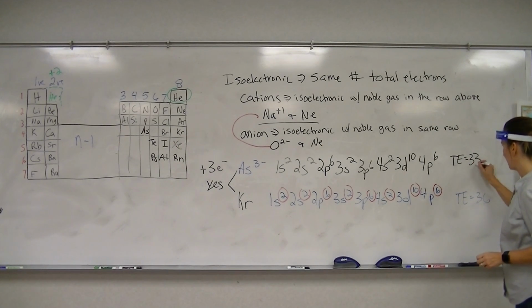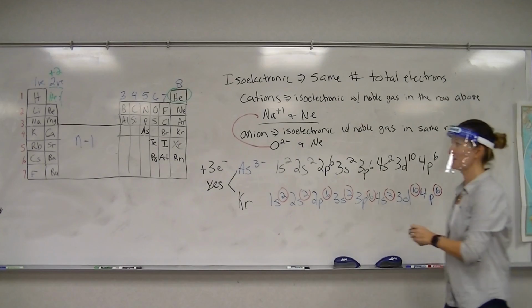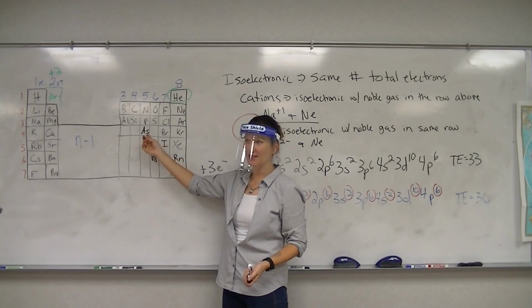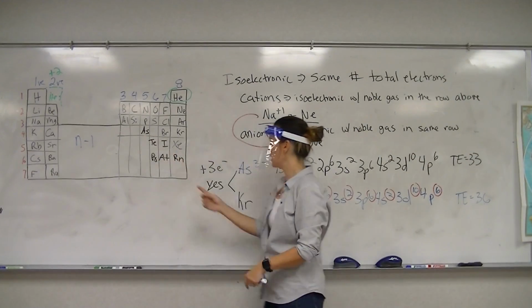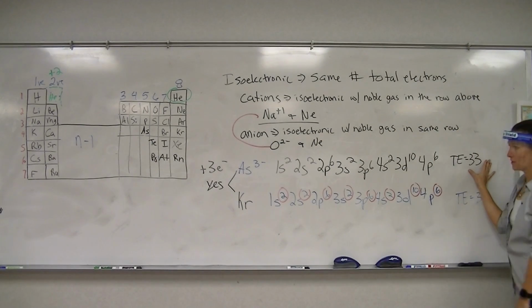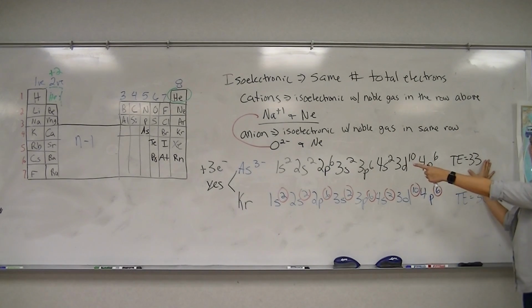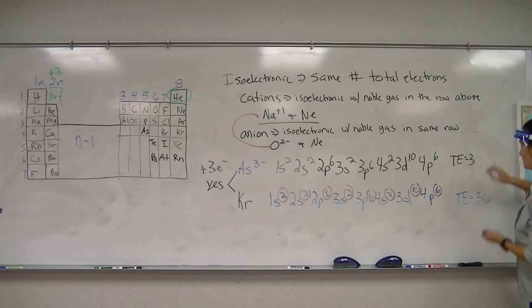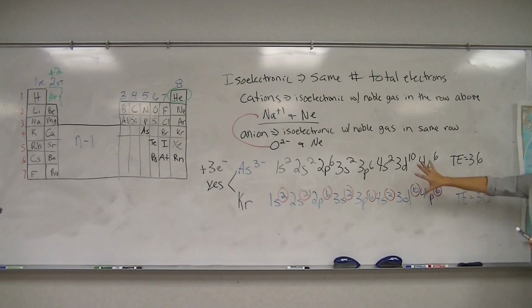33. How do you know that? You're looking at the periodic table, it's number 33, right? If it's neutral, the protons equal the electrons. So it would have 33 total electrons if it was neutral, and we just said we would need to add 3. So if we added 3, it would be 36. So then they match. So you don't have to draw this out.